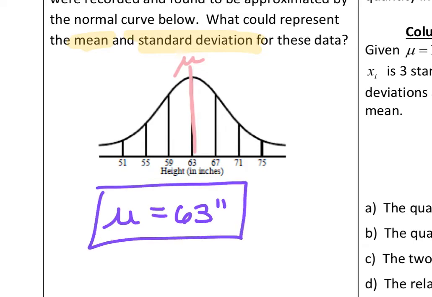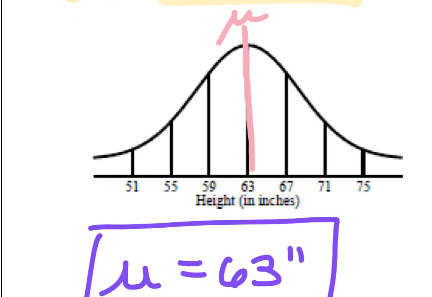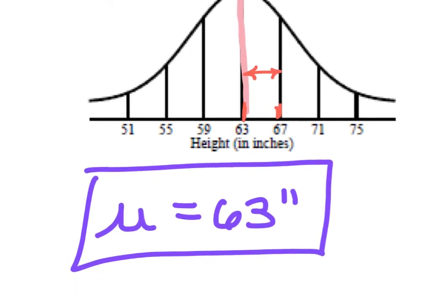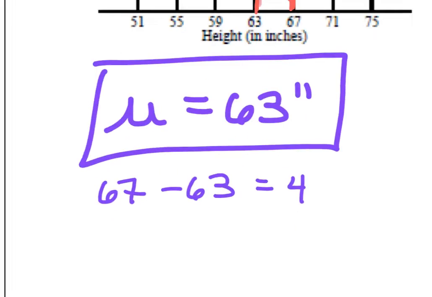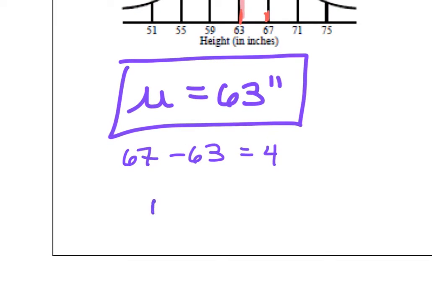And then the standard deviation, remember, is the distance between the units. From here to here is the standard deviation, and that's why they're all the same width. And so to find the standard deviation, all I would do is say 67 minus 63, and that's going to equal 4. And so the standard deviation is equal to 4.